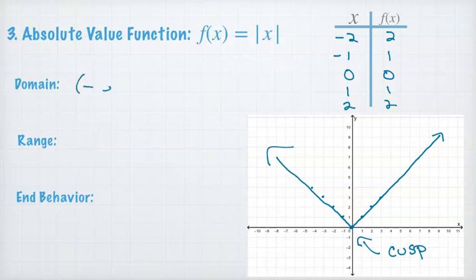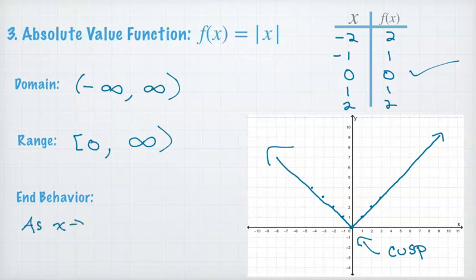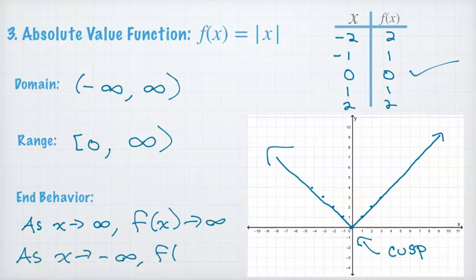The domain of it is -infinity to infinity. The range is 0 included, because we're allowed to take the absolute value of 0, so 0 to infinity. And there are two ends of this function, so we can say that as x approaches infinity, f of x is going to approach infinity, and as x approaches -infinity, f of x is still going to approach infinity.